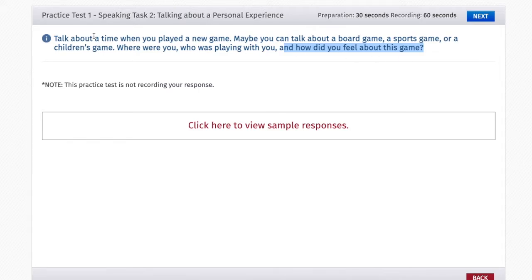So, again, first we have the topic, okay, a new game. Then it gives you some examples. And then it gives you some questions that you should answer when you speak. It's very important to answer the questions about the topic. So, again, if you just get the first part, it's good. And then answering all those parts is important. And usually it's about a past experience.